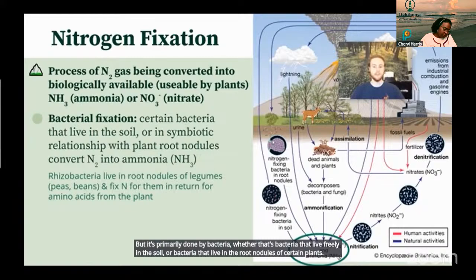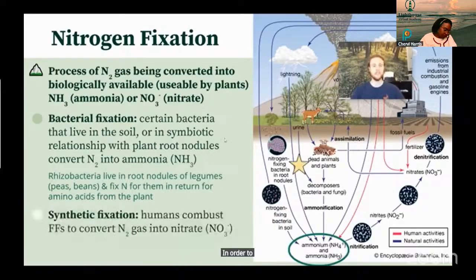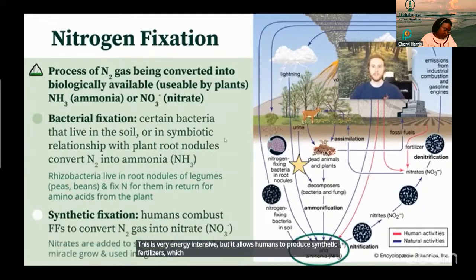Then we also have synthetic nitrogen fixation, and this is where humans combust fossil fuels in order to fix nitrogen gas from the atmosphere into nitrate. So this is NO3. This is very energy intensive, but it allows humans to produce synthetic fertilizers, which contain nitrates, and then we can spread them over our crops to increase our agricultural yields, or the amount of food that we produce.